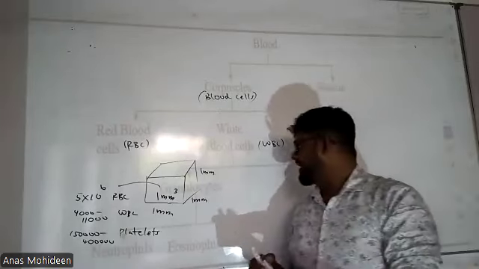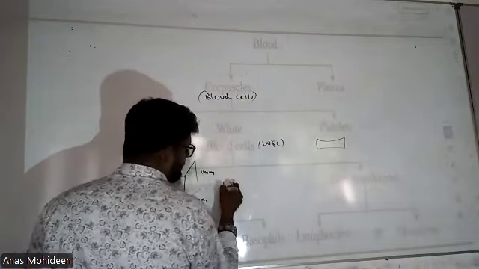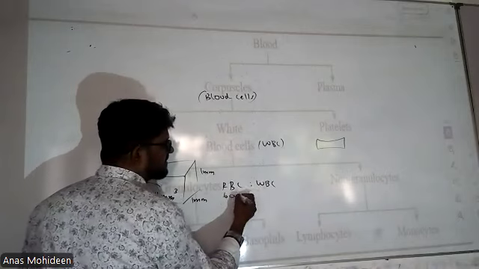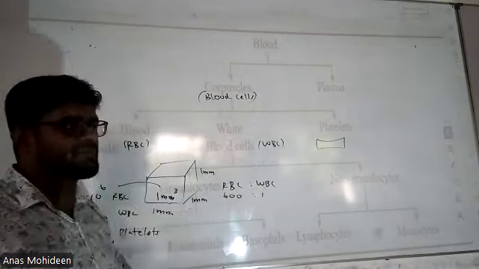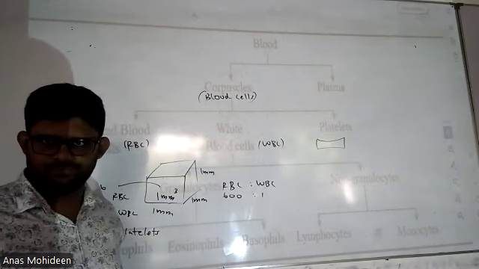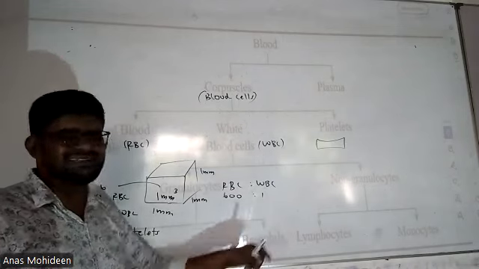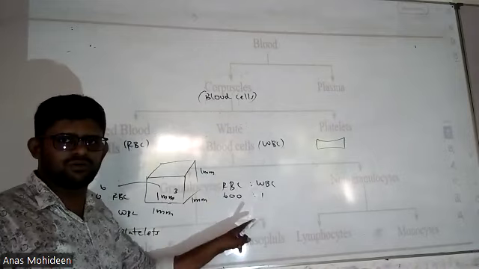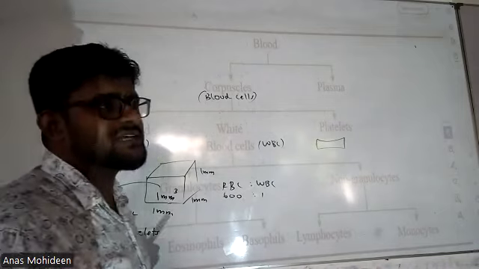And how much is it? RBC to WBC count is about 600 to 1. For 600 RBCs, only 1 WBC is present, as an average ratio. 600 to 1 is the ratio. WBC to RBC, 1 to 600. You have to take both ways. So that's the average.